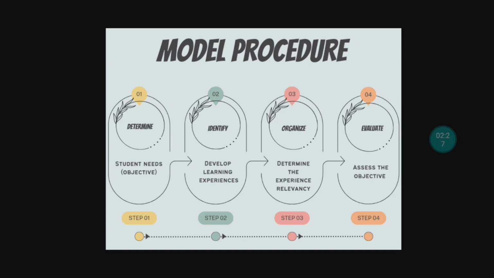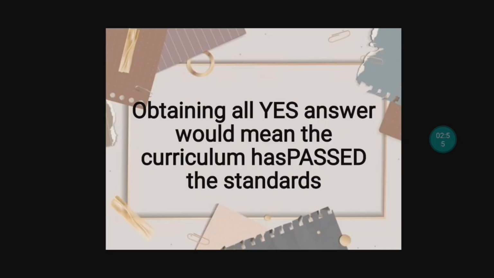So Tyler's model procedure is designed to measure the degree to which predefined objectives and goals have been obtained. Furthermore, the model focuses primarily on the product rather than the process in achieving the goals and objectives of the curriculum. So after all these procedures and processes of curriculum evaluation using Ralph Tyler's model, obtaining all yes answers through all the steps would mean the curriculum has passed the standards.